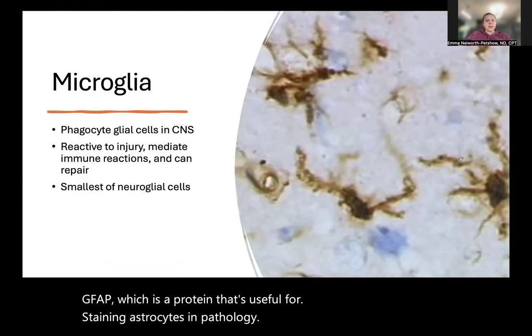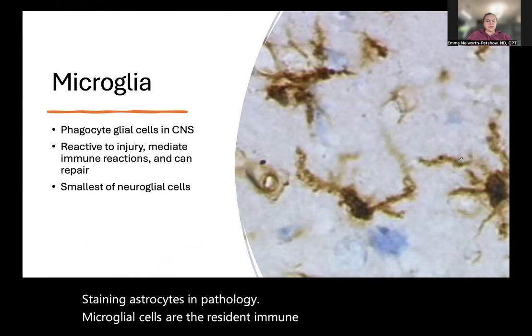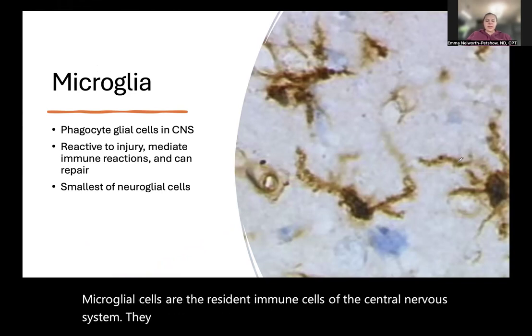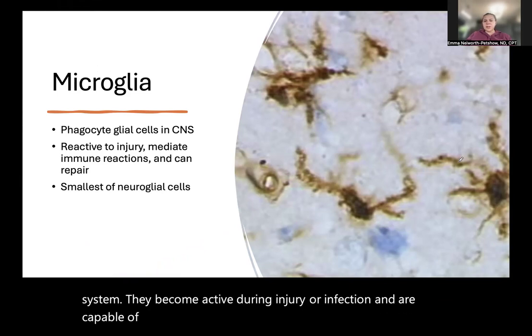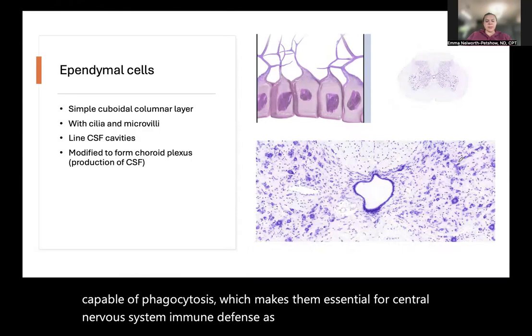Microglial cells are the resident immune cells of the central nervous system. They become active during injury or infection and are capable of phagocytosis, which makes them essential for central nervous system immune defense as well as tissue cleanup.